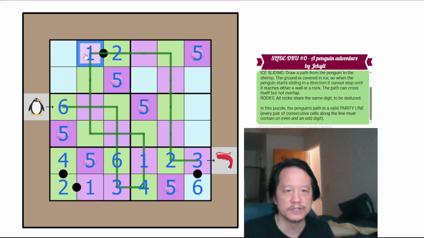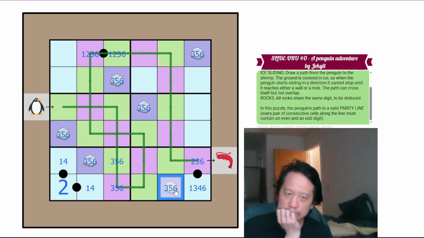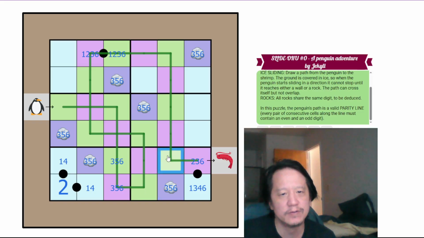Wait, we have a contradiction. That's 1 and 1. Wait, we have too many... How? Shoot. Yeah, the stone has to be... The problem is I don't know if this path is correct, right? Because I don't know if that's considered overlap. I guess probably not, but then we have a problem, though.